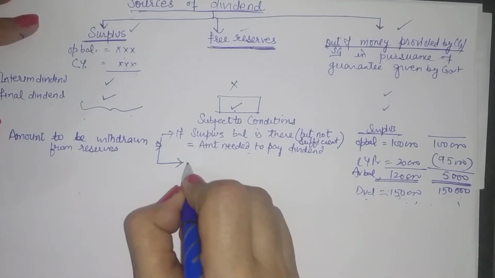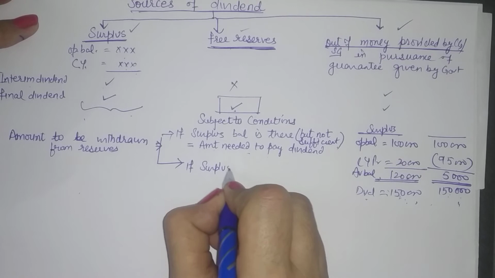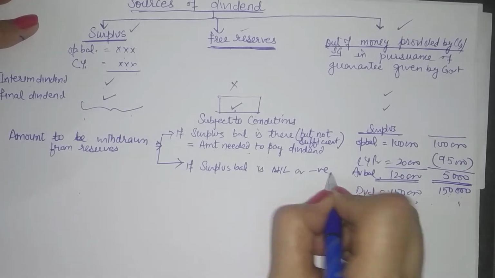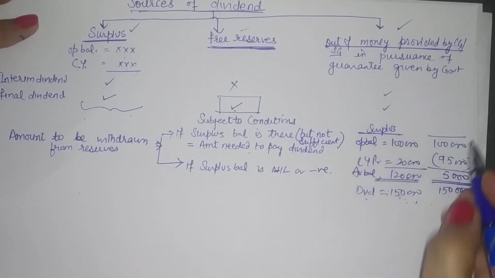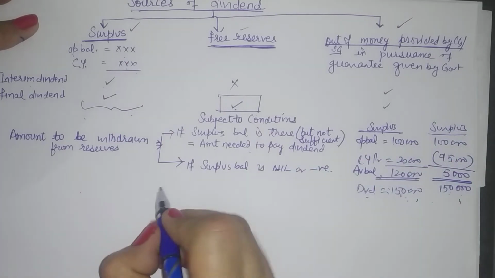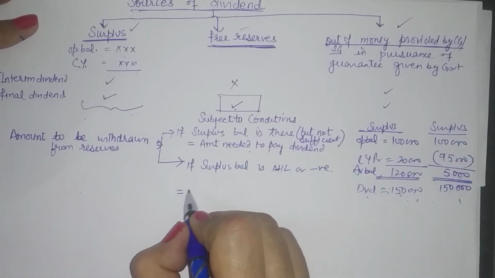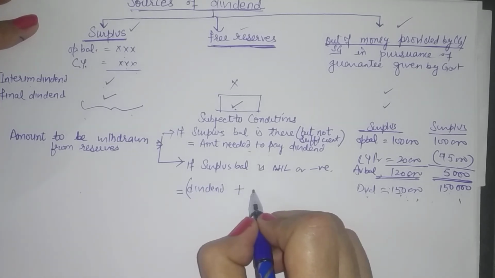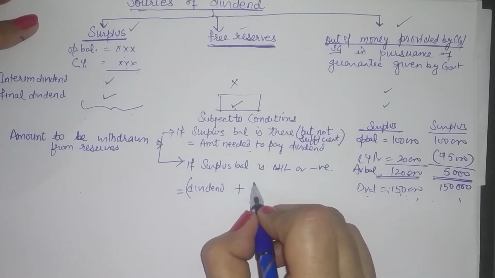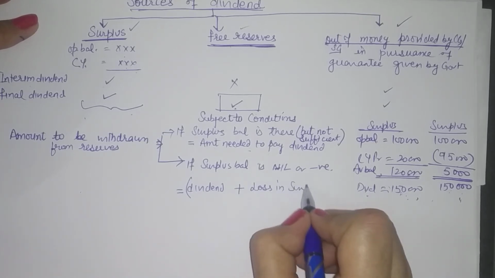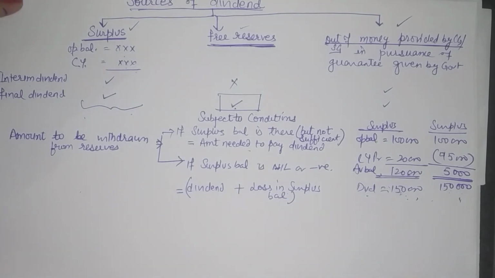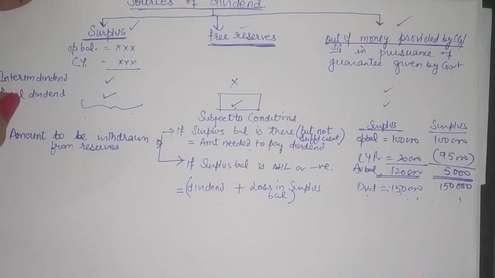Now the second case is if surplus balance is nil or negative. So if in some cases your balance has come out to be nil or negative, then the amount of withdrawal will be equal to dividend plus loss in surplus balance, because the Companies Act says that you can pay dividend only after cancelling your losses or debit balances of surplus account, right?